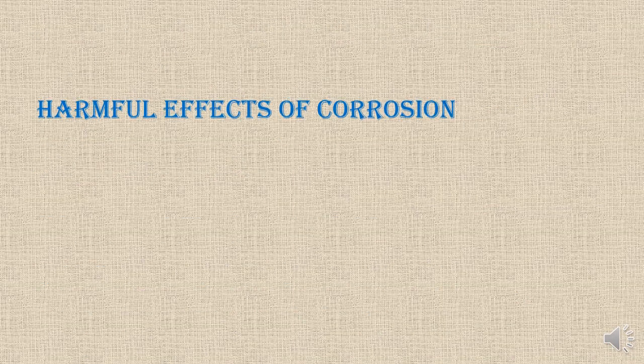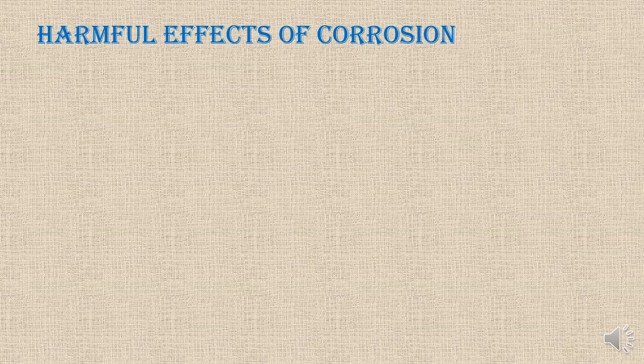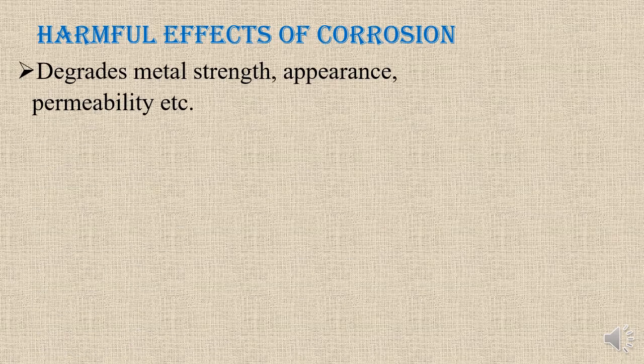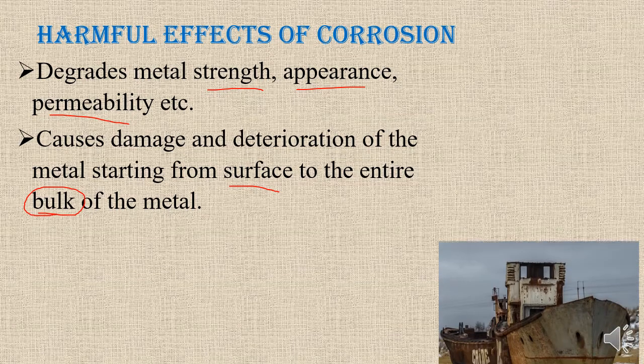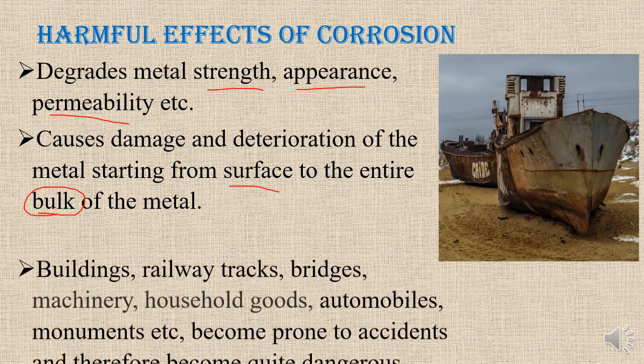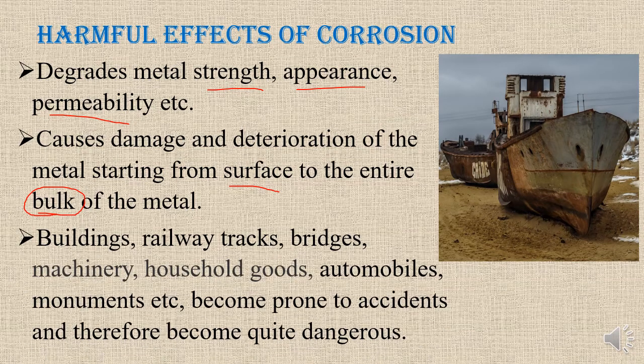Now, let's understand why corrosion is harmful. It degrades the useful properties of metals like metal strength, its appearance, its permeability, etc. It also causes the damage and deterioration of the metal starting from its surface to the entire bulk of the metal. As a result, buildings, railway tracks, bridges, household goods, automobiles, etc. become prone to accidents and therefore become quite dangerous.